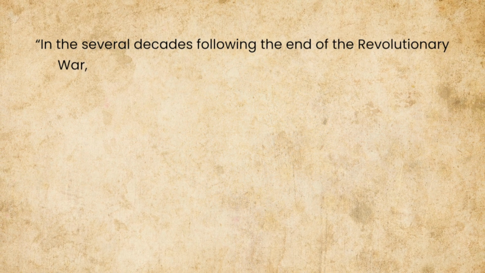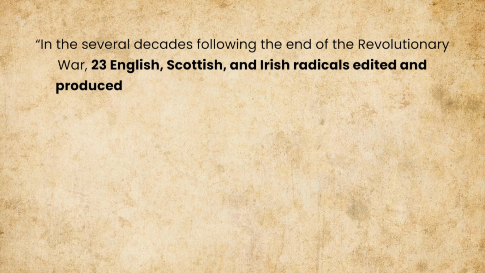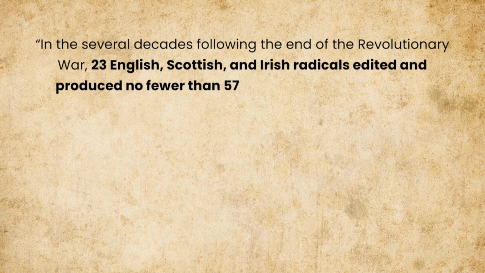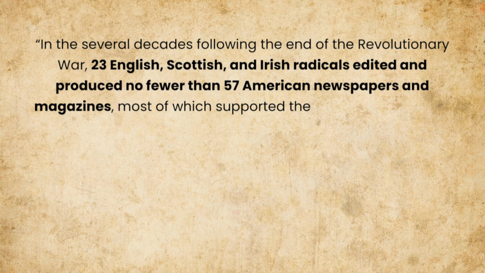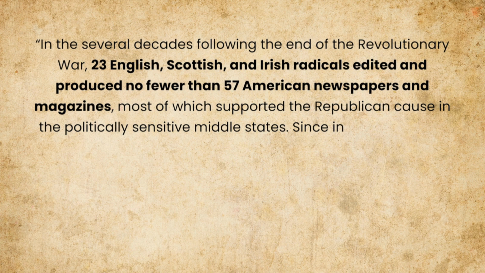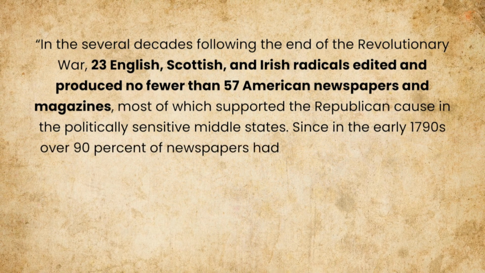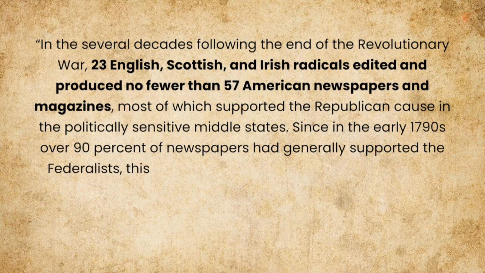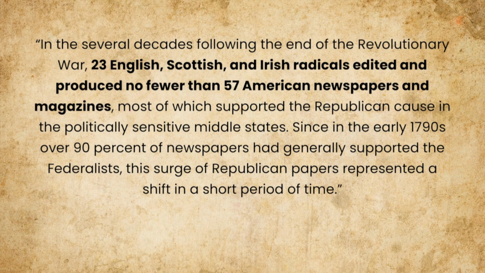According to historian Gordon Wood, in the several decades following the end of the Revolutionary War, 23 English, Scottish, and Irish radicals edited and produced no fewer than 57 American newspapers and magazines, most of which supported the Republican cause in the politically sensitive Middle States. Since the early 1790s, over 90% of newspapers had generally supported the Federalists. This surge of Republican papers represented a shift in a short period of time.